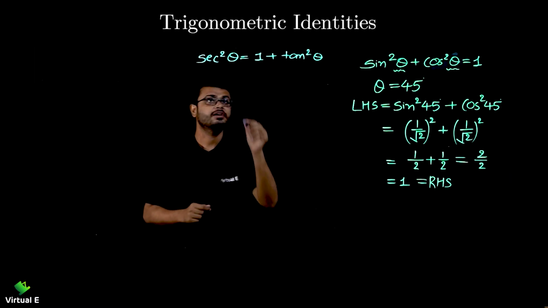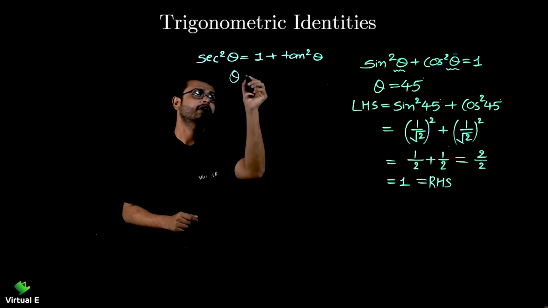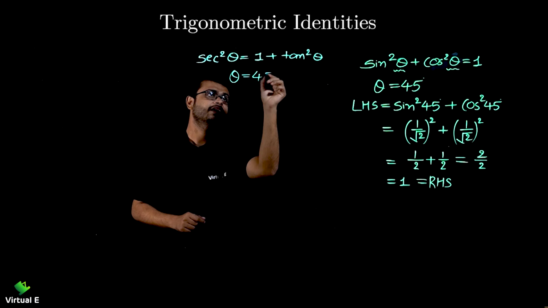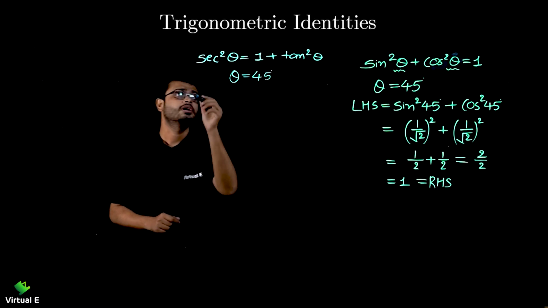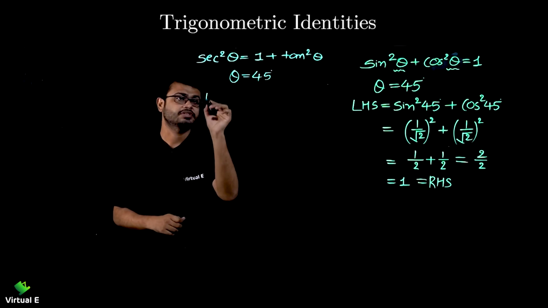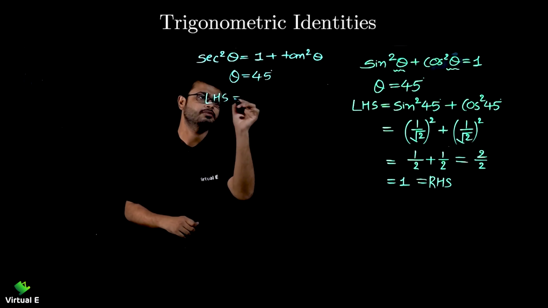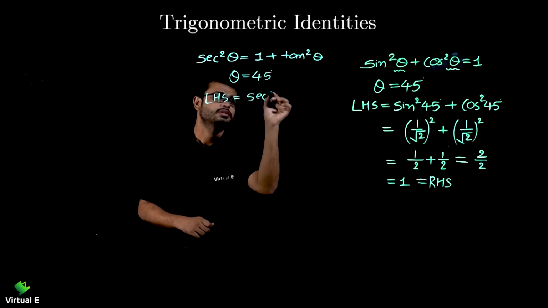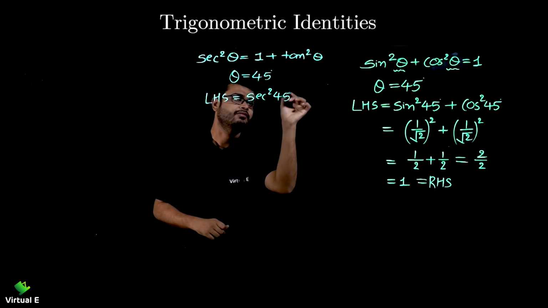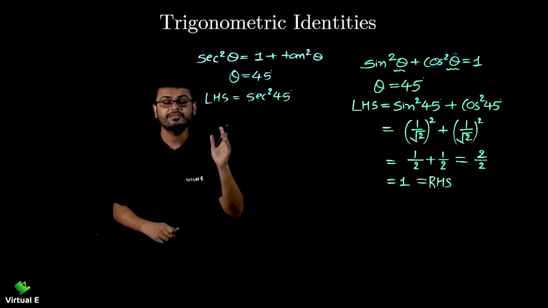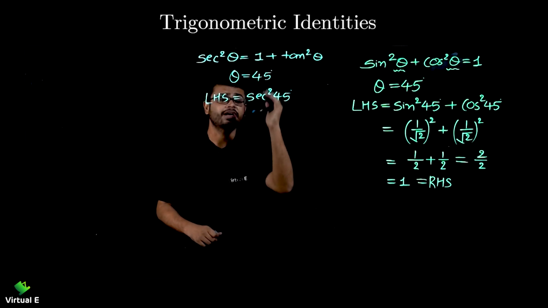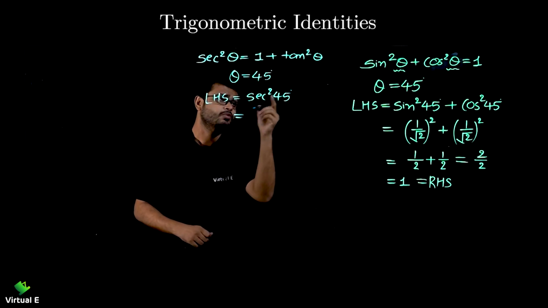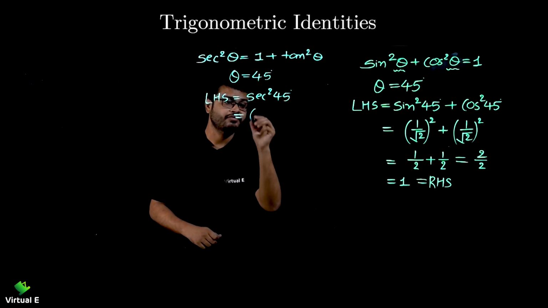Let's verify it. Here also I am going to verify for the value of 45 degree only. So let's start with LHS. LHS is equal to sec square 45 degree. Why 45 degree? Because I am going to verify for the angle 45 degree. So sec square 45. Now what is the value of sec 45?